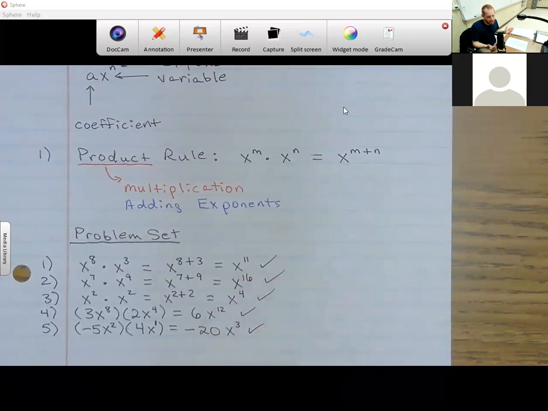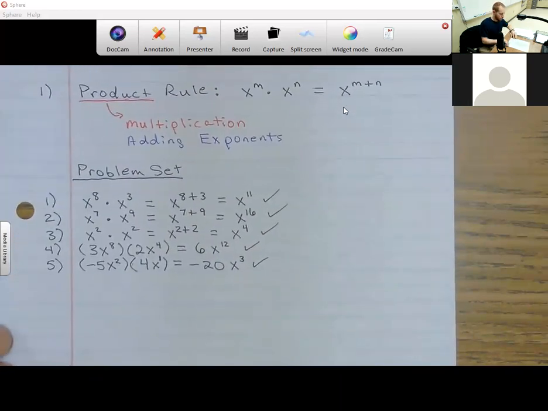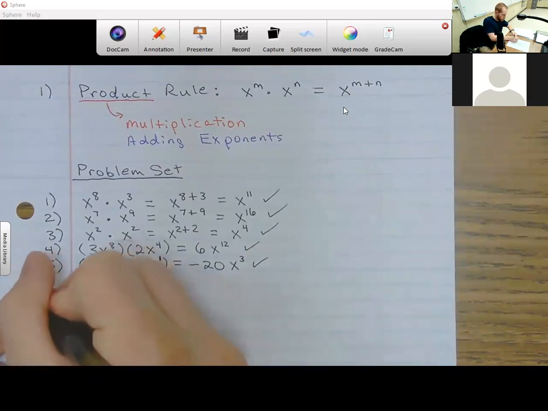You're basically adding exponents. The next rule is going to be called the quotient rule. Here you're going to be dividing, and because you're dividing, you're going to actually be not adding, but subtracting exponents. So let's take a look at rule number 2. Rule number 2. This is going to be called the quotient rule.